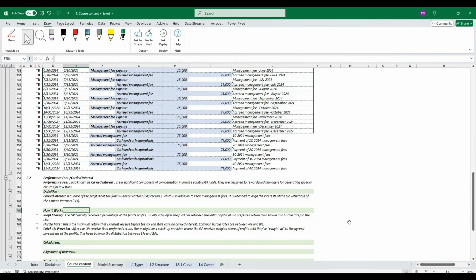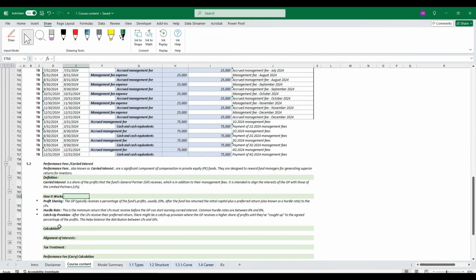So the GP typically receives a percentage of the fund's profit, usually 20% after the fund has returned the initial capital plus a preferred return, also known as a hurdle rate, to the LPs. For hurdle rate, this is a minimum return that LPs must receive before the GP can start earning carried interest. Common hurdle rates are between 6 and 8% or even 9%. Catch-up provision. After the LPs receive their preferred return, there might be a catch-up provision where the GP receives a higher share of profit until they catch up to the agreed percentage of profit.